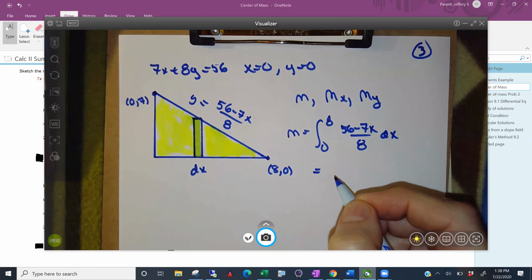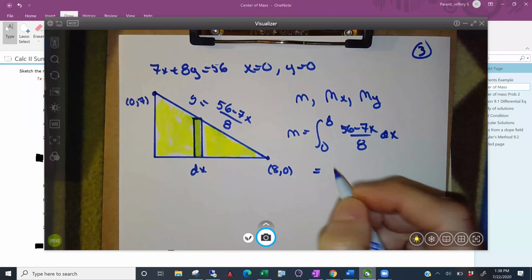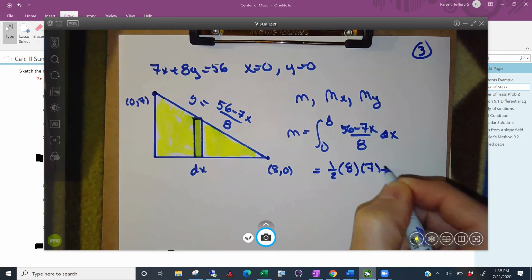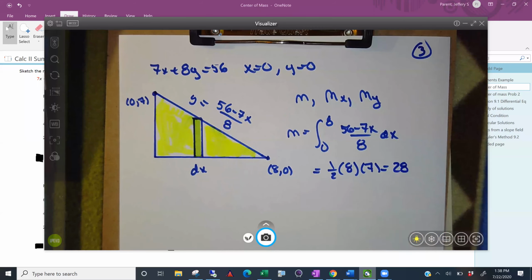No one? Y'all gonna work hard? Base times height. Yeah, 1/2 base times height. 1/2 of 8 times 7. Hey, that's 28. Yeah, you don't get bonus points for working hard, but working thoughtfully can help you out. So cool, thank you. So that's our m.